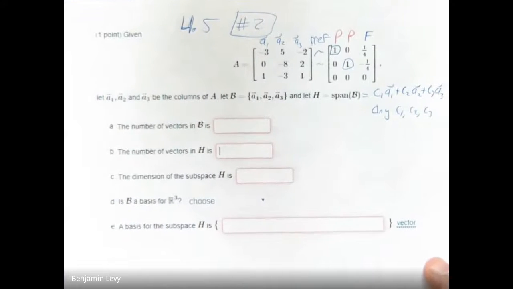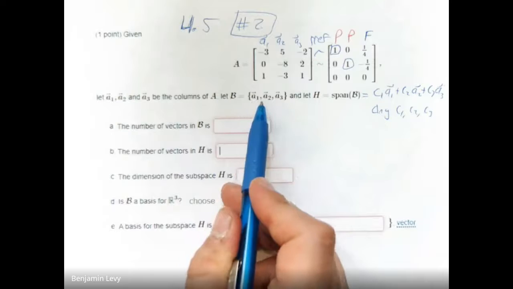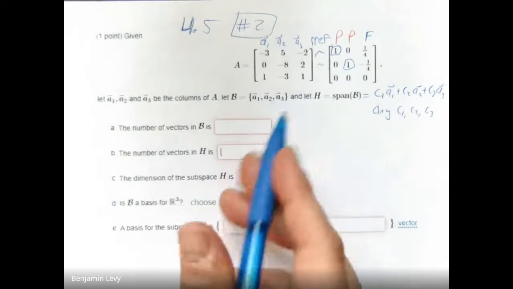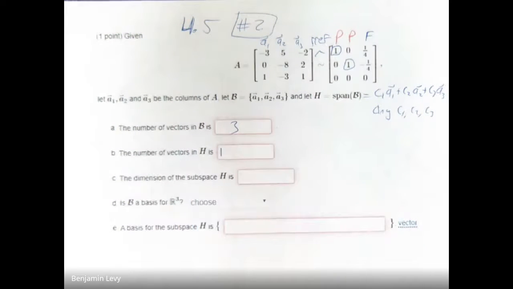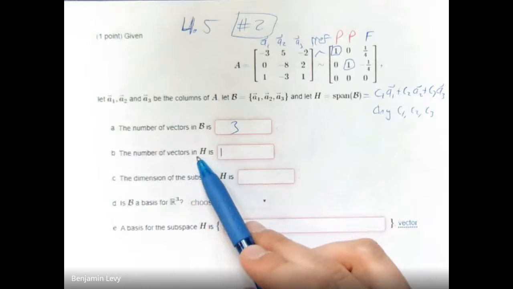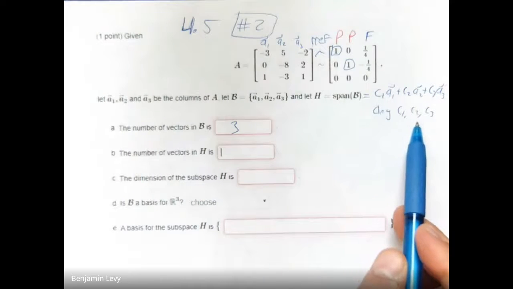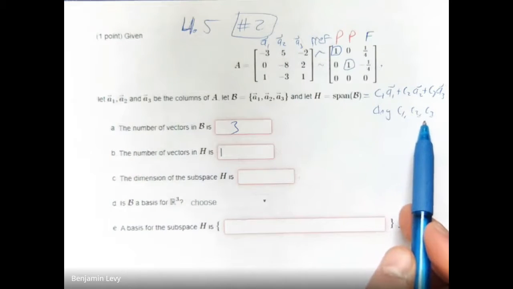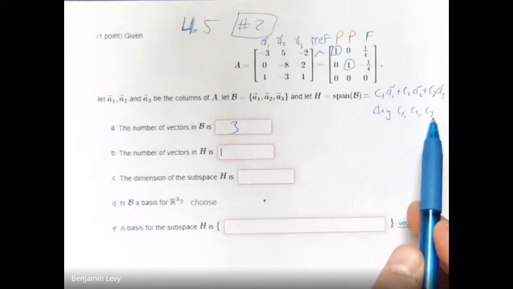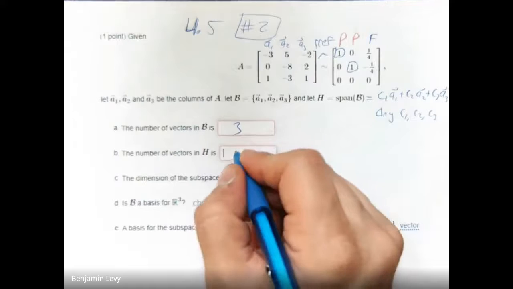So the first question is, how many vectors are there in beta? Well, beta has 1, 2, 3 vectors, right? There's 3 columns, and so there's 3 vectors in beta. But the second question is how many vectors are in H? H is any linear combination of the columns. And so you can pick anything for C1, C2, and C3, and so there's infinitely many possibilities there. And so how many vectors are there in H? Infinity.